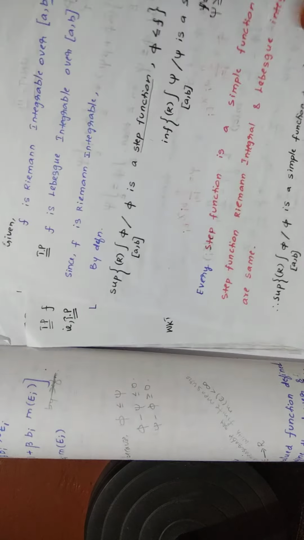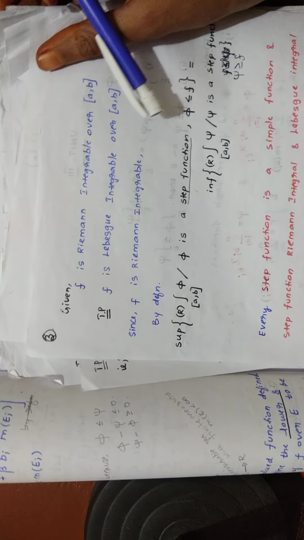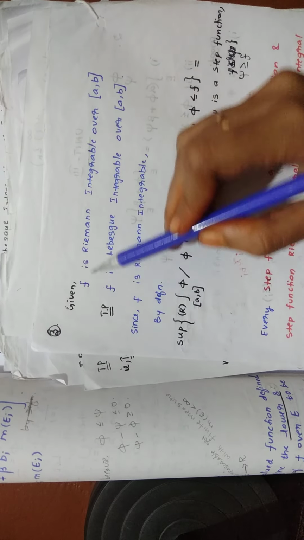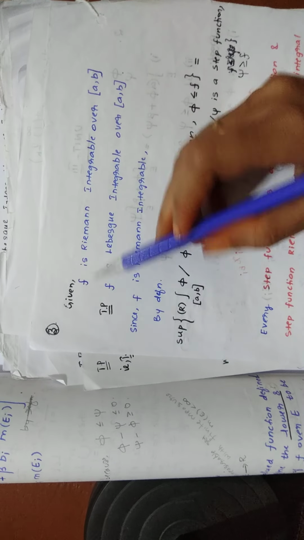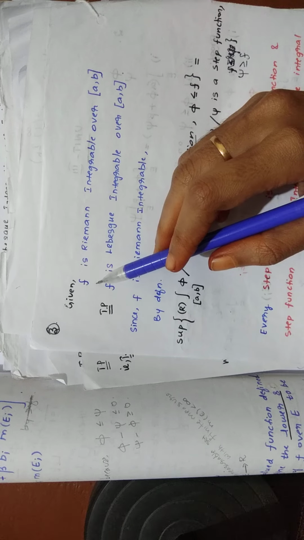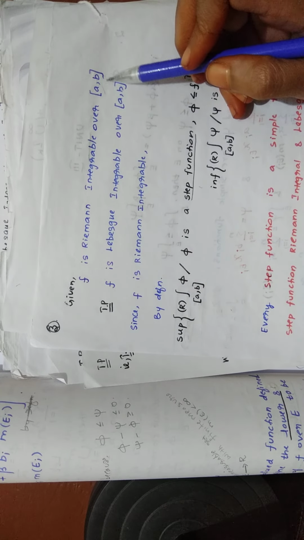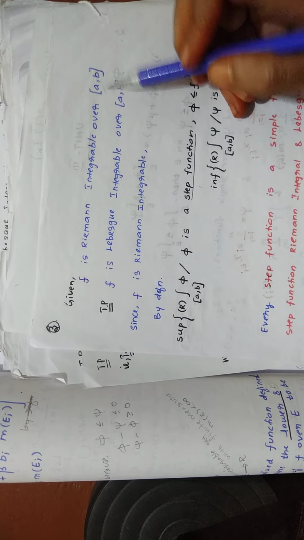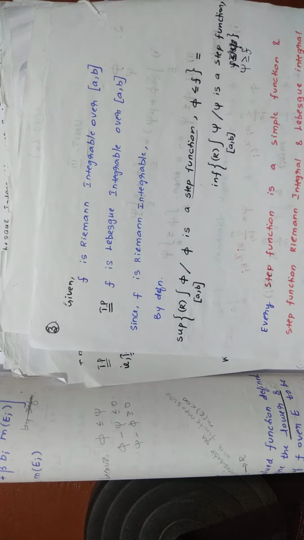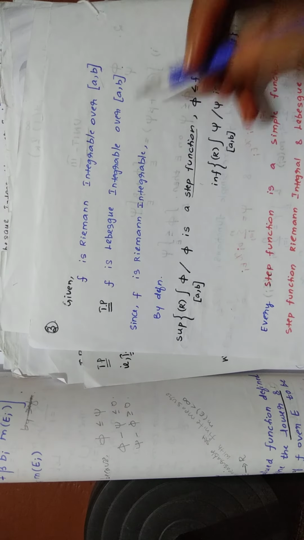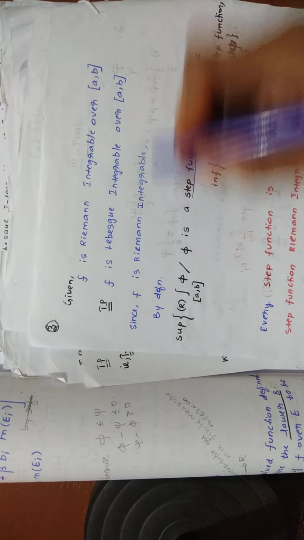First you have to write what is given. You can see my notes. Given: first you have to write what is given in the statement. In the statement they give you a function f, and they are saying that f is Riemann integrable over the closed interval [a, b]. Just write it as it is. Now what do we have to prove? That this function is also Lebesgue integrable over the closed interval [a, b]. So just write it down.